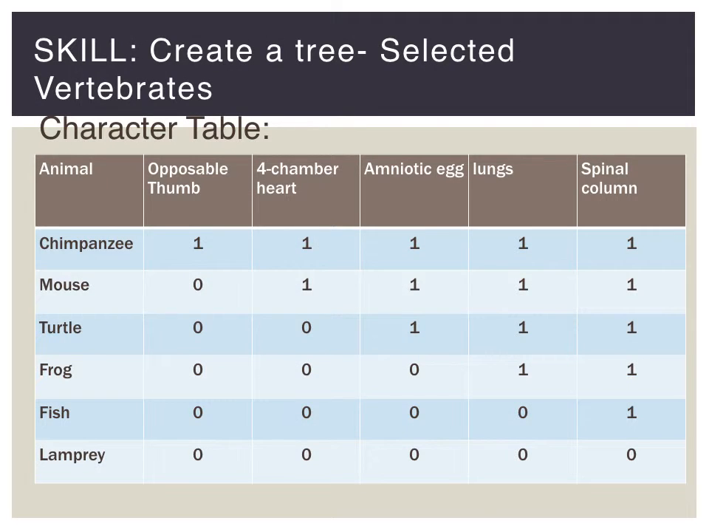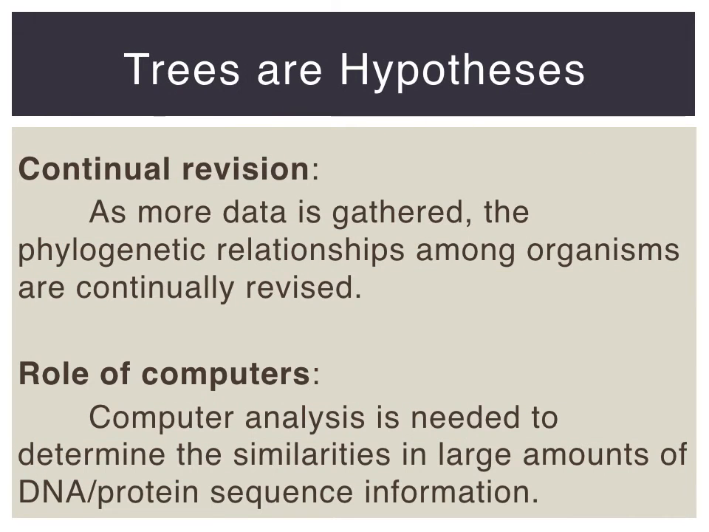So if you were going to make a table with this data here, you would see the chimpanzee has all of these characteristics: opposable thumb, four-chambered heart, amniotic egg, lungs, and a spinal column. Well, if you look at the bottom of the table, the lamprey has none of those characteristics. So you could use this data to make a phylogenetic tree, and if you would like to try that, you can pause it and you can show me in class. Just one note to remember, trees are hypotheses, right?